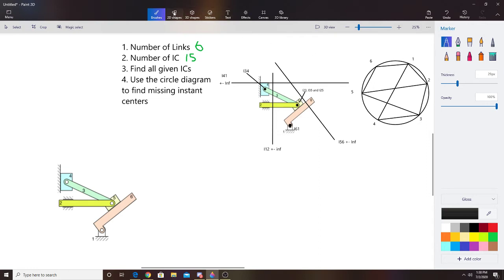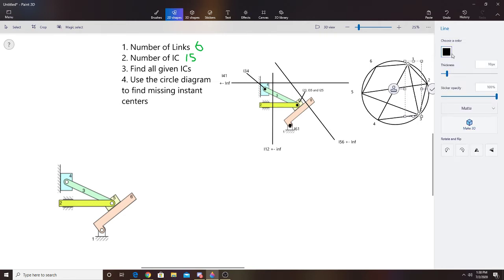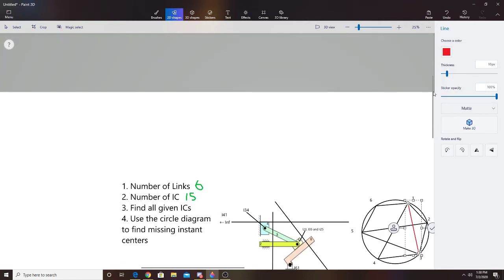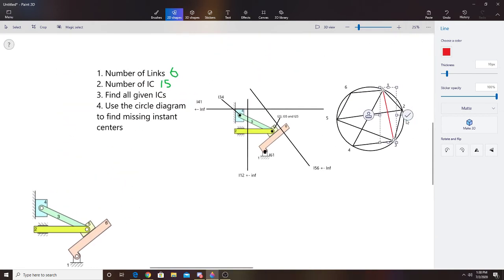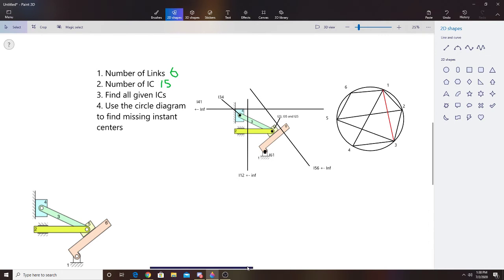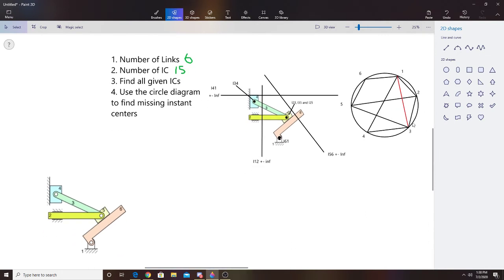So I13, let me go ahead and do that. I'm going to make this a different color just to simplify. But I13, we're going to start with red. So I13 is the one we're going to be looking for. So we need to make 2 triangles containing I13.